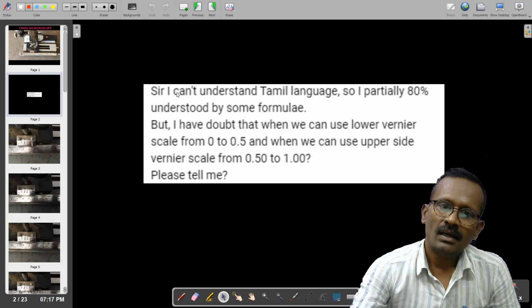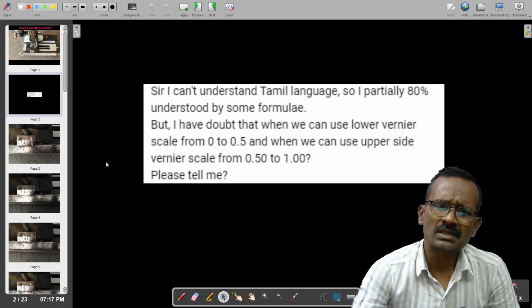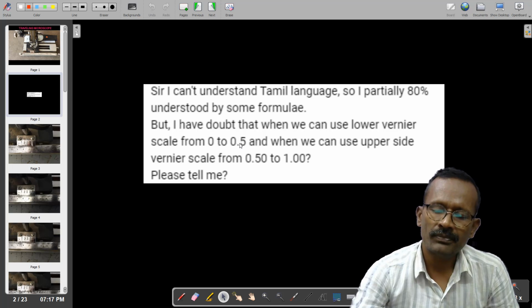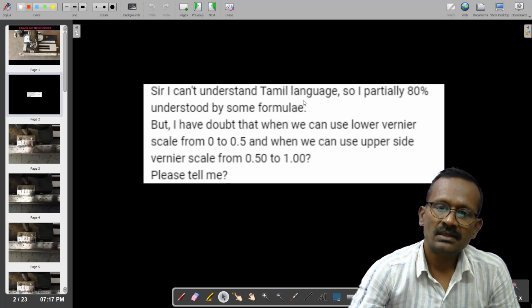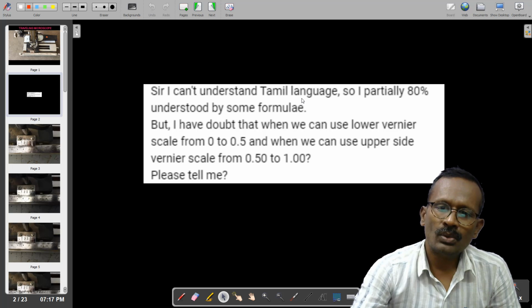Sir, I can't understand the Tamil language, so I partially, about 80%, understood by some formula. But I have a doubt: when can we use the lower vernier scale from 0 to 0.5, and when can we use the upper side vernier scale from 0.5 to 1? Please tell me. This comment made me present the video on the traveling microscope in English.